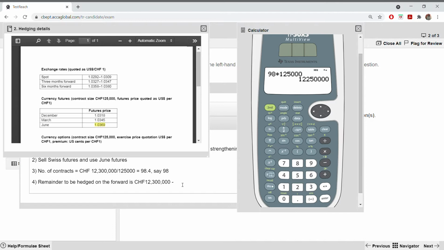Just putting the number is not enough. Put the currency in front of it, because sometimes when you don't put the currency, you will get confused whether it's in dollar or in Swiss franc. You have to convert, remember. So it will be very hard for you. Always put the currency. So CHF 112, comma, 250, comma, 000. Okay, the way you have put 12.3 million, exactly the same way you have to write 12.25 million.